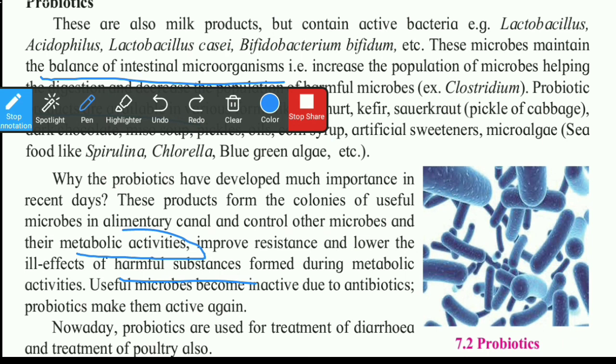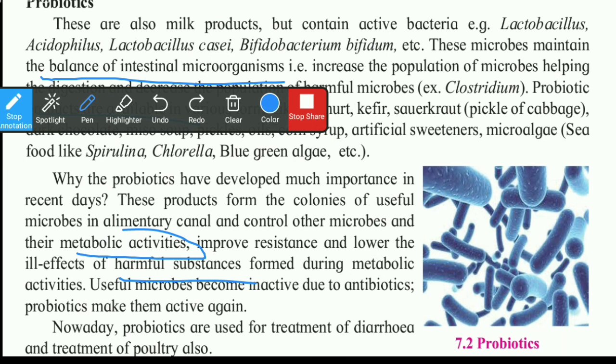That is the usefulness of probiotics, and why they have developed much importance nowadays. Nowadays multiple antibiotics are used to treat certain illnesses. Antibiotics can inactivate the probiotic, so we need a probiotic again for reactivation. Nowadays probiotics are used to treat diarrhea and also in poultry treatment. We use them for different types of diseases, and to treat diarrhea we use a probiotic.